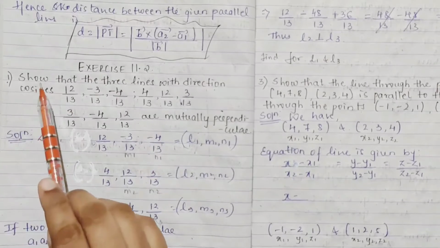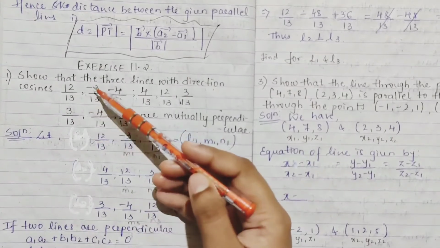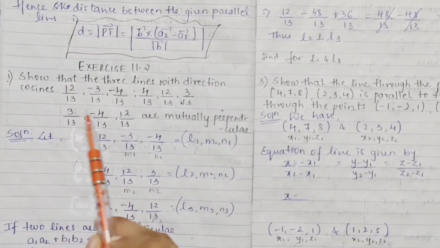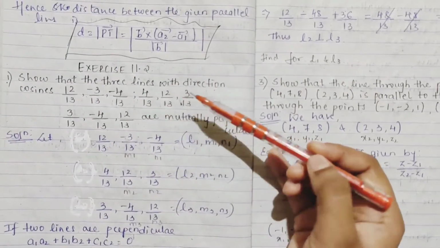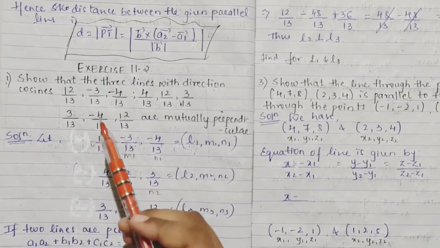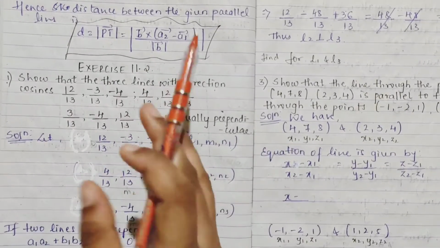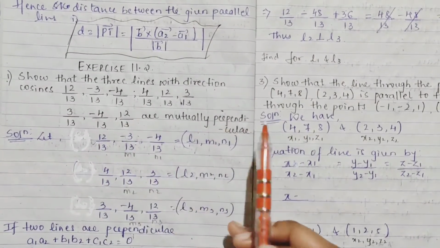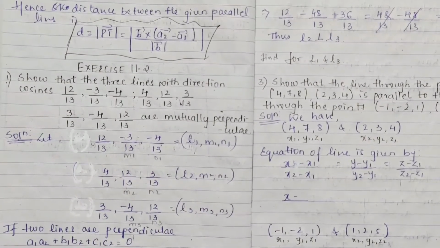Now we will head into our exercise, that is 11.2. First question I have taken. Show that the three lines with direction cosines 12 by 13, minus 3 by 13, 4 by 13; 4 by 13, 12 by 13, 3 by 13; and 3 by 13, minus 4 by 13, 12 by 13 are mutually perpendicular. They have given the direction cosines of three lines, and you have to show whether they are mutually perpendicular. I have already explained what direction cosines are.